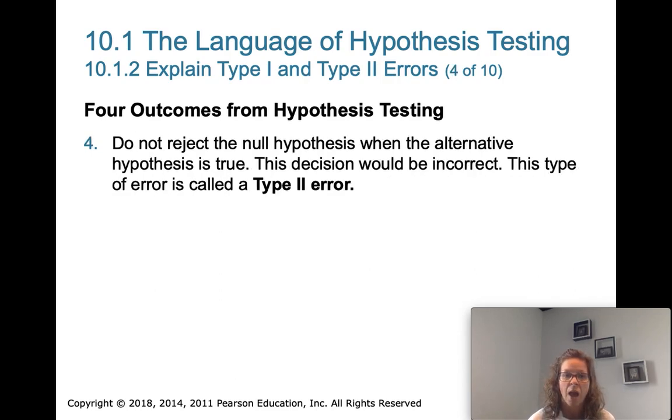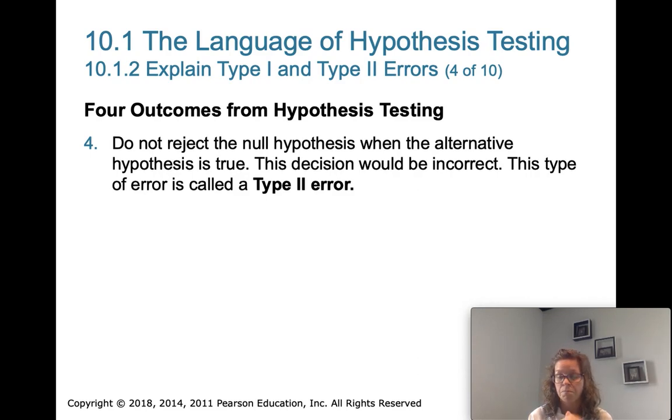The fourth thing that could happen is we could not reject the null hypothesis when the alternative was actually true. So we could say, you know what, I'm not ready to change my mind. I'm not going to believe that the status quo has changed, but in reality it actually had changed. So going back to our legal idea here, this would be if we do not reject the null. Remember, the null is the idea of innocent until proven guilty. So we're not rejecting that idea.